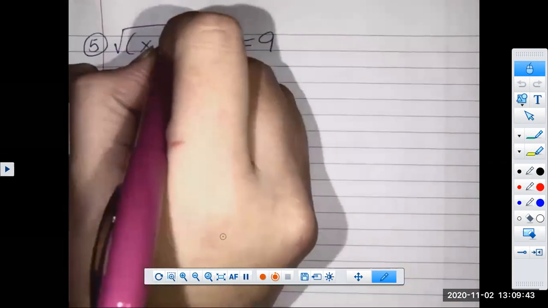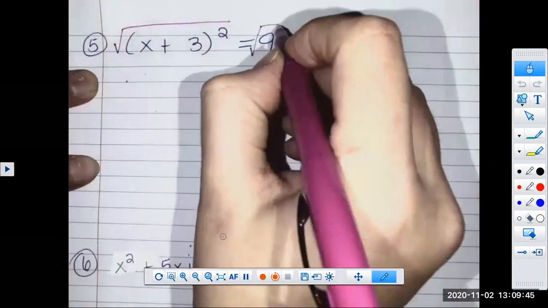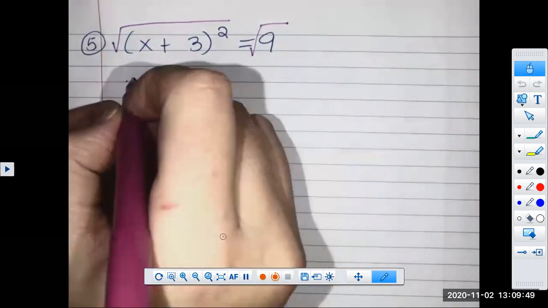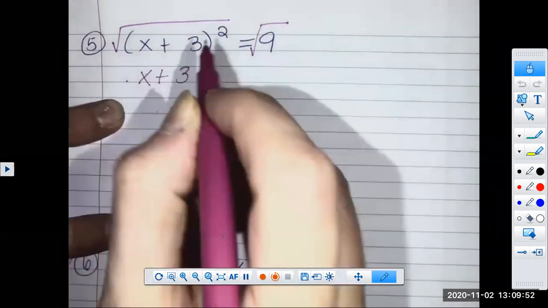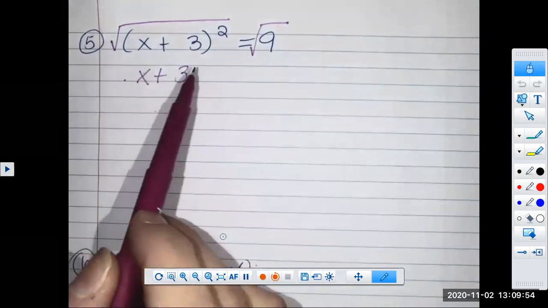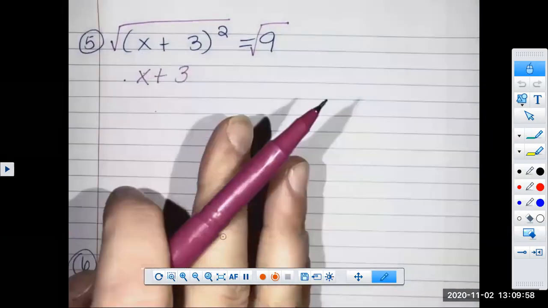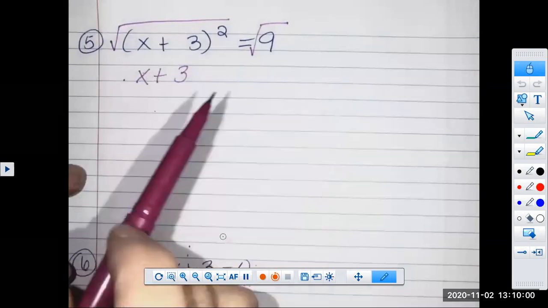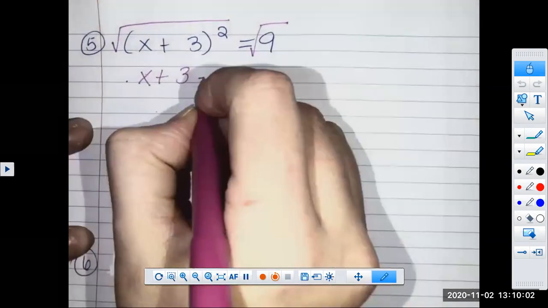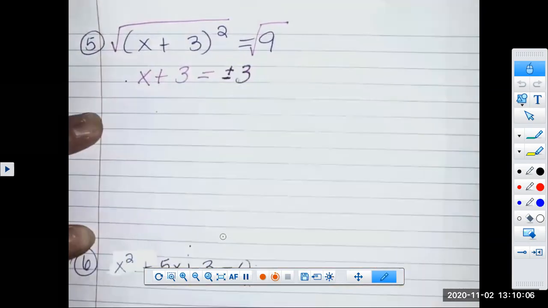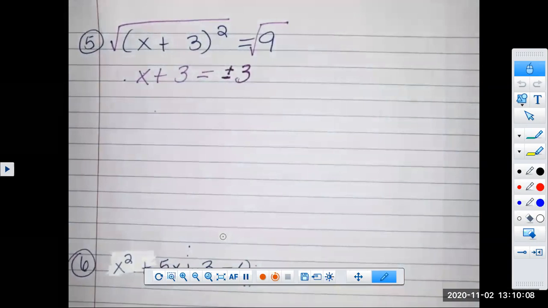Let's take the square root of both sides. You're left with x plus 3. I don't put a positive or negative here because I don't know what x is. So you don't say plus or minus x plus 3, but over here, you do say positive or negative 3. Does that make sense? Okay.